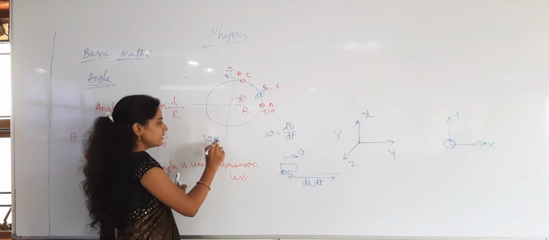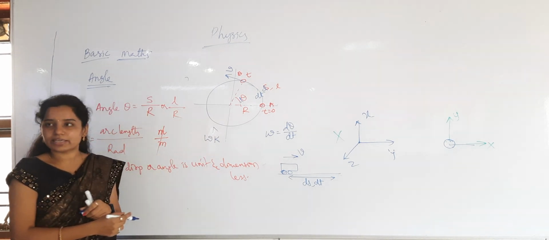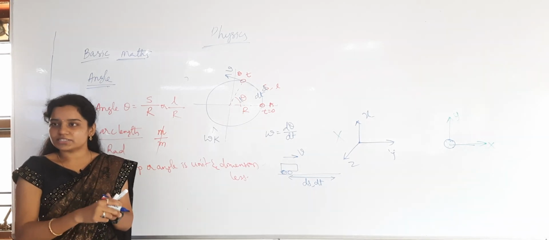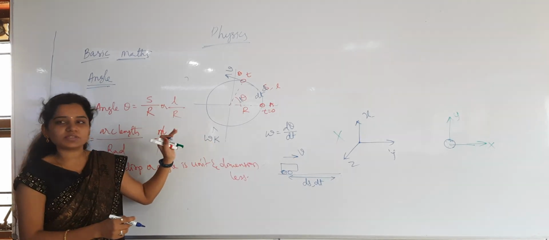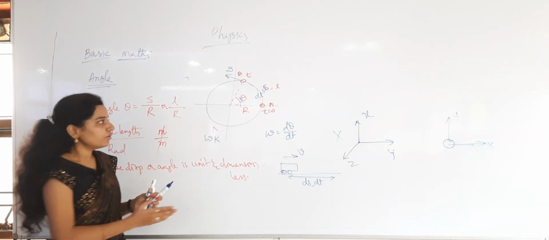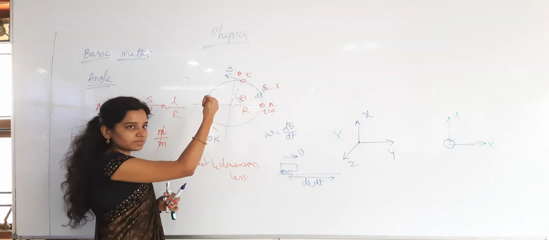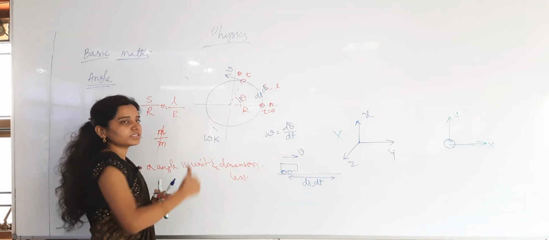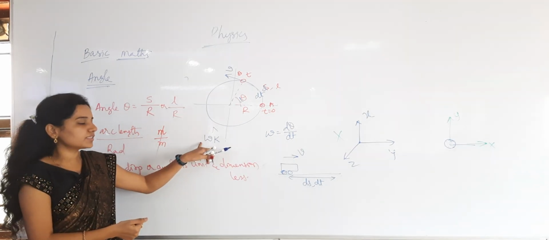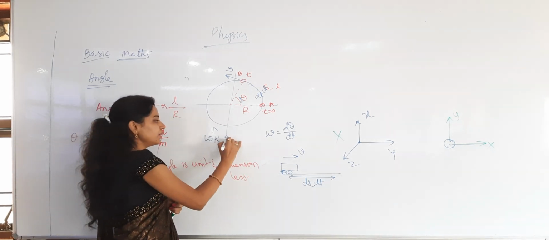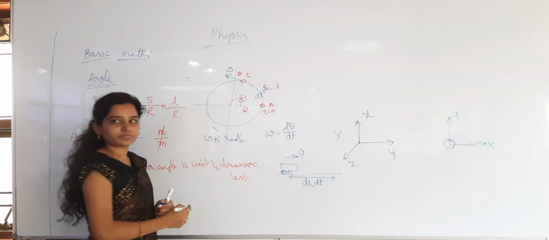Z axis. For Z axis, what will we take? K cap. X axis means I cap, Y axis means J cap, and Z axis means we take K cap. Now whenever the body is moving in the XY plane, my angular velocity is in which direction? Z axis direction. So I can take it as omega K cap radian per second.